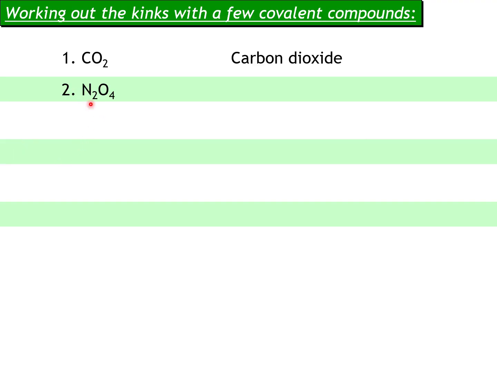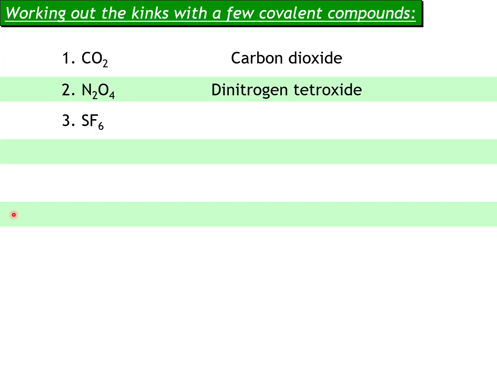So we have 2 nitrogens and 4 oxygens. So this is going to be dinitrogen, so 2 nitrogens and 4 oxygens, tetroxide. You could also write it as tetraoxide. As far as I know, there's no fixed rule as far as whether it's tetroxide or tetraoxide.